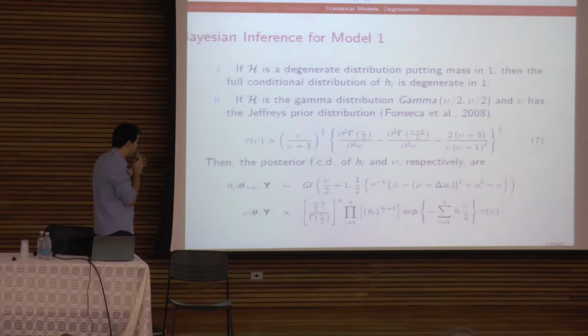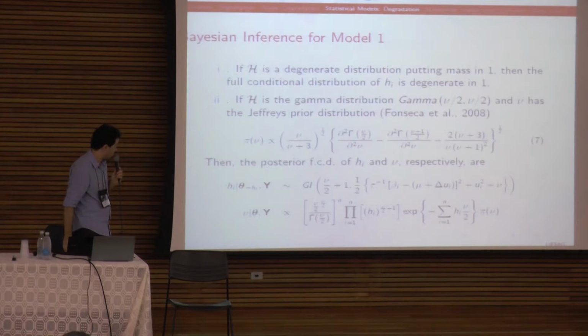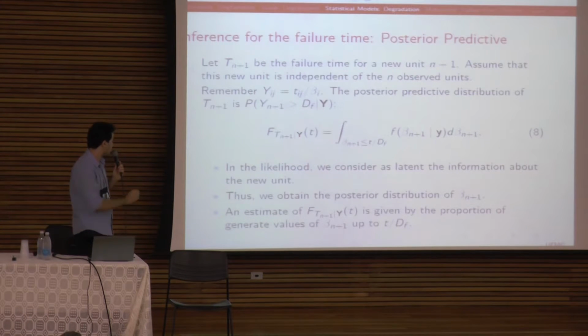If we choose the measure H as a gamma distribution, nu over 2, nu over 2, we can set the prior for the parameter nu as proposed by Fonseca, 2008, and the posteriors get this form here. And the H i will have a full conditional in a closed form.